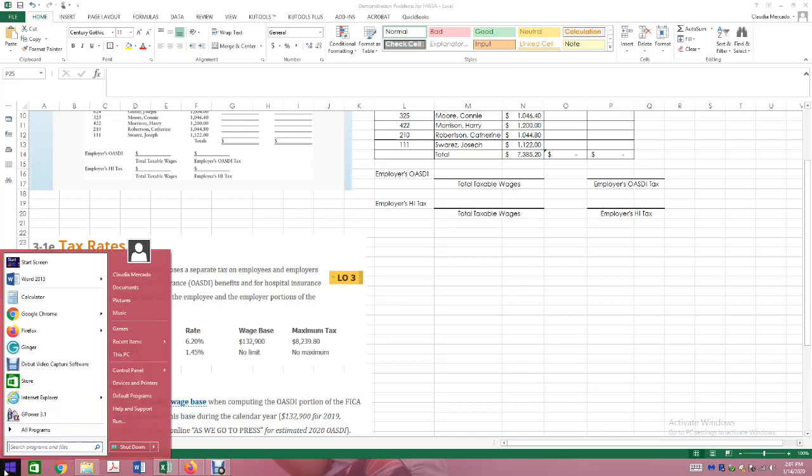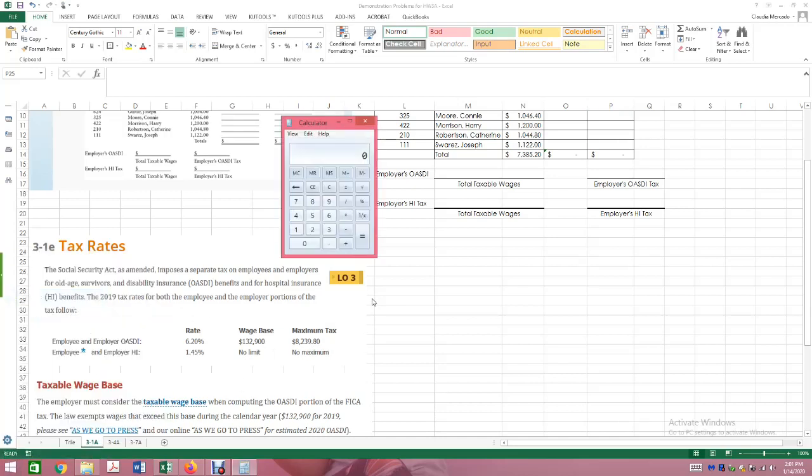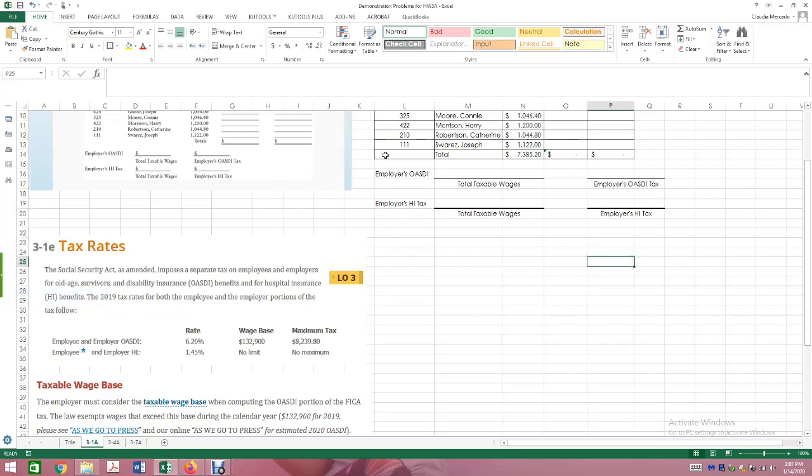So how do we get that? We get our base, which is $132,900, and we multiply it by 6.2%. And that gives us the $8,239.80. That is the maximum we can withhold from an employee for OASDI taxes.